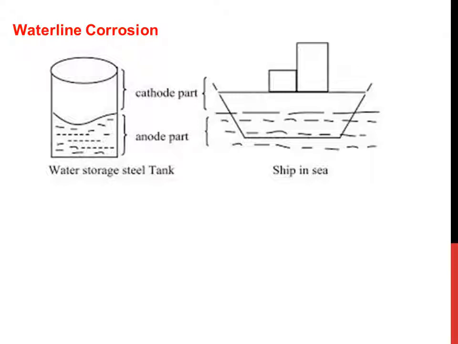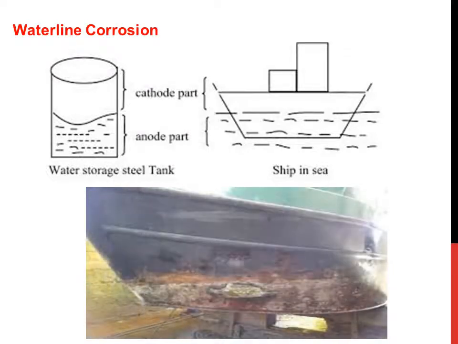So rusting is observed along a line just below the level of stored water. So you can see the example of a boat where it has been affected because of this water line corrosion. So you can see the corroded part, that is nothing but the part of the boat below the water line. So it has been removed above the water level and shown in the diagram.